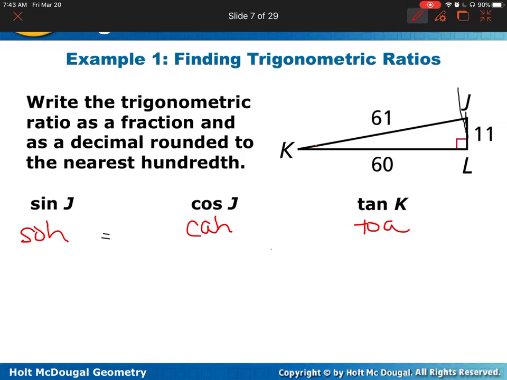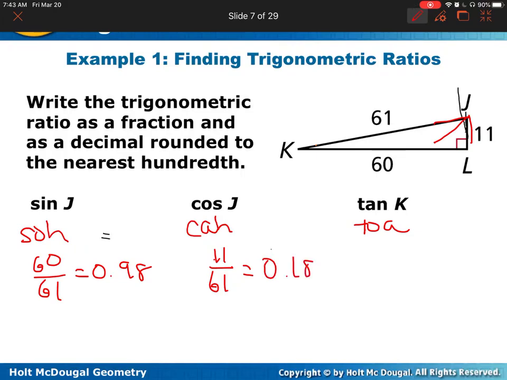So sine, opposite, we're looking at J. So opposite over hypotenuse, 60 over 61, and that equals 0.98. And then cosine of J, which is adjacent, so we have 11 over hypotenuse, which is 0.18, if you remember that from the other day.